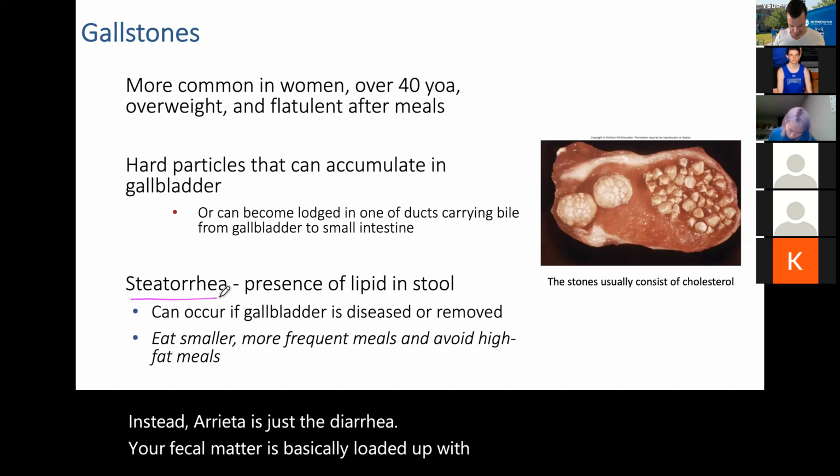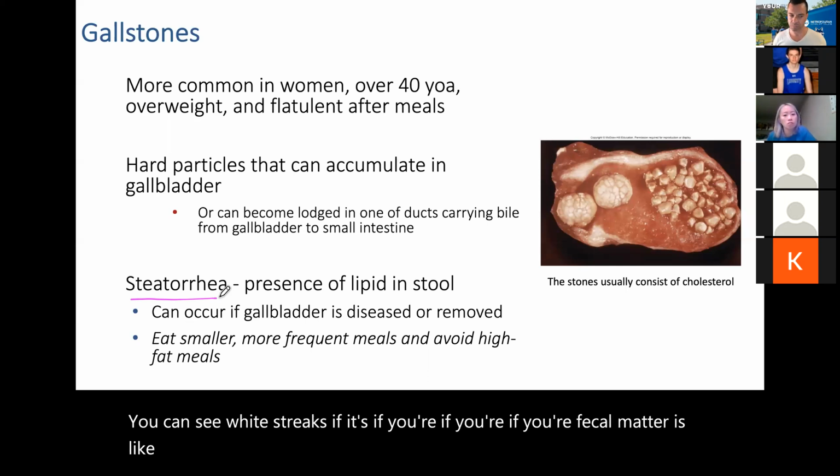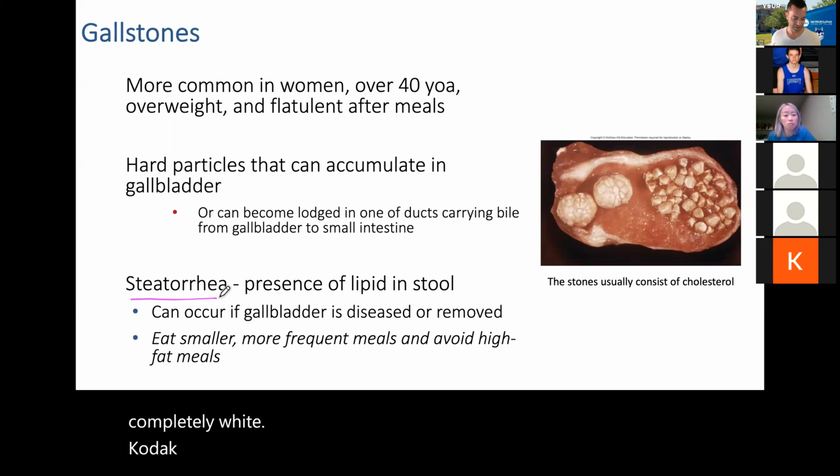Okay. You can see white streaks. If your fecal matter is like completely white, go to the doctor. Go to the doctor. Because that means you got a fat absorption issue going on in your life.